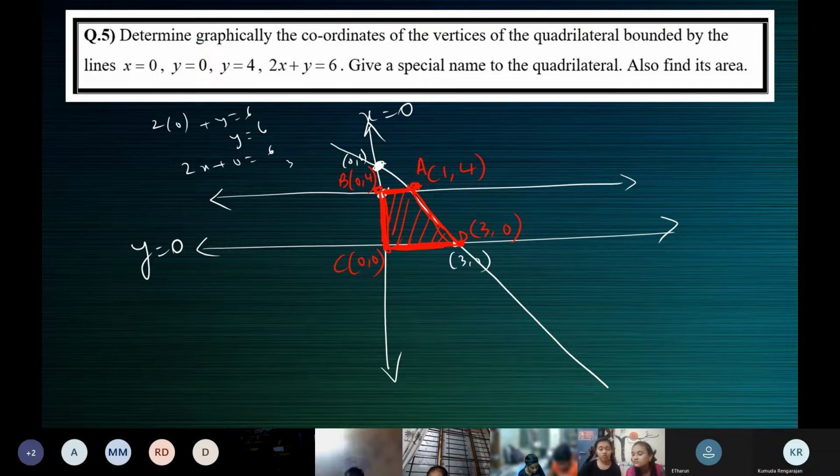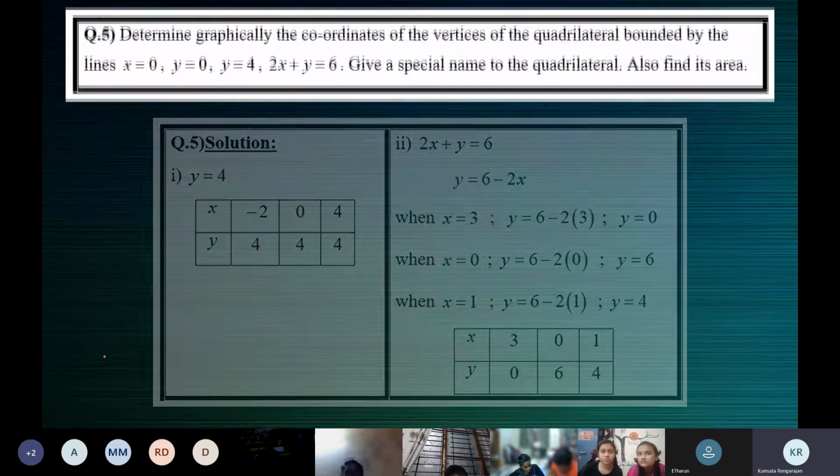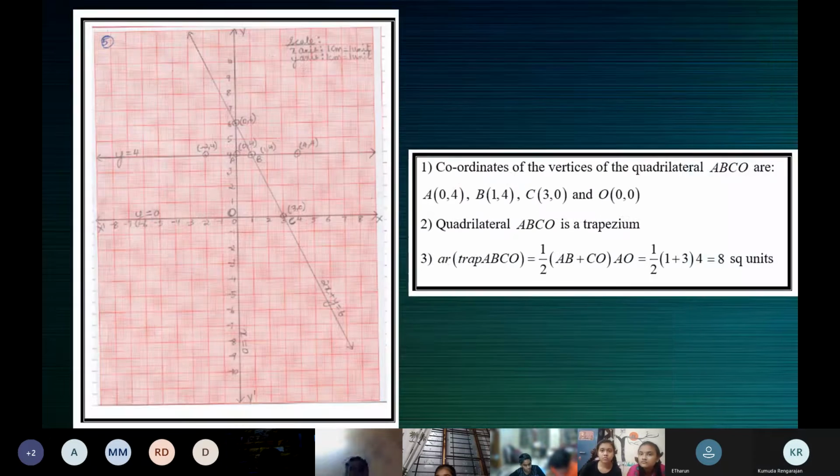And it's a trapezium. Yeah, this is a trapezium. Very good. And the area is 12 square units. So here, children, you can use the formula: half sum of parallel sides into distance between them, because you can find all that here. Let me show you my graph. Very good, Meera. Thank you, ma'am.